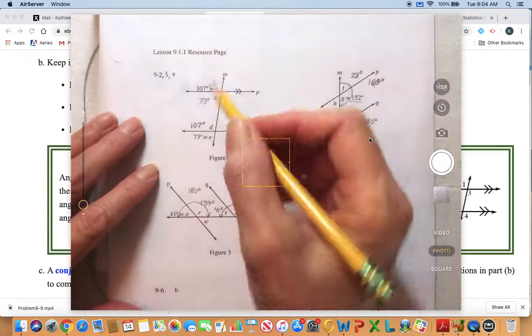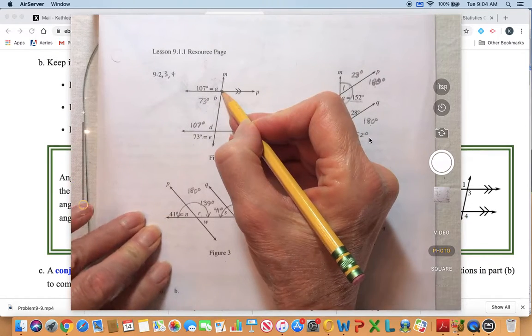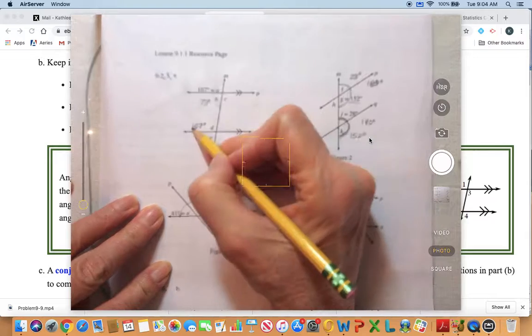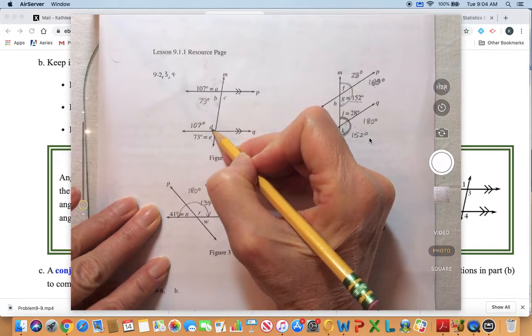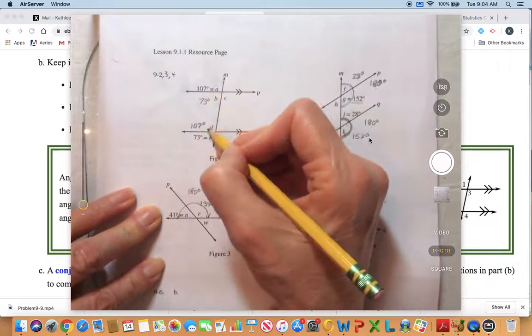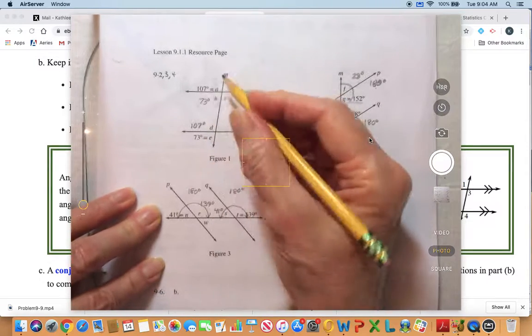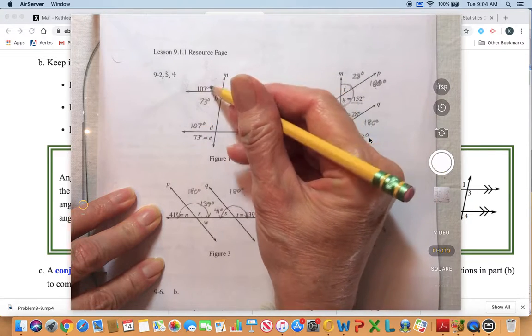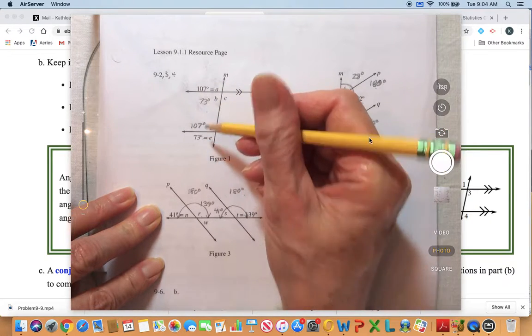Over on our diagram, angles A and D are here. Both of them measure 107 degrees. Both of them are sitting on top of the parallel lines, and both of them are on the same side of the transversal. That's important to notice.